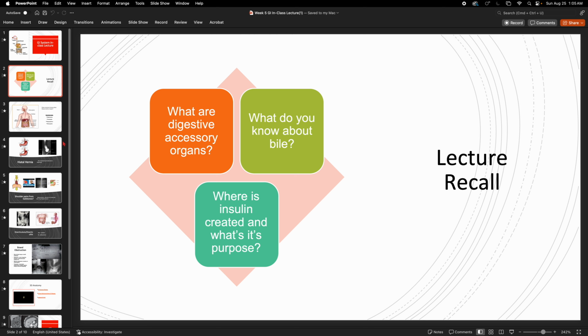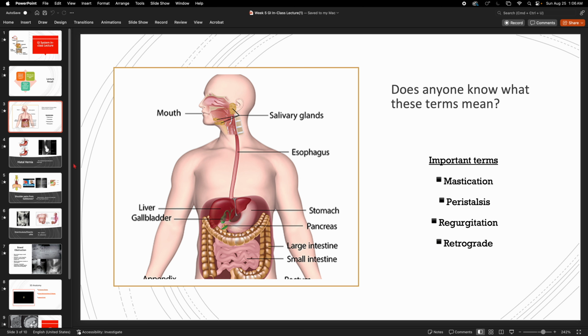So for example, the first question here, you can pause the video after each one to answer the questions, right? What are digestive accessory organs? Questions like this, you've got to try to answer on your own and take notes if you need to. Those will be organs that don't make contact with food directly, but they play a role in digestion. What do you know about bile? Things like that. Where is insulin created and what's its purpose? All important things for you to know. The answers are in the slides, but it's good for you to know. I will move directly on.